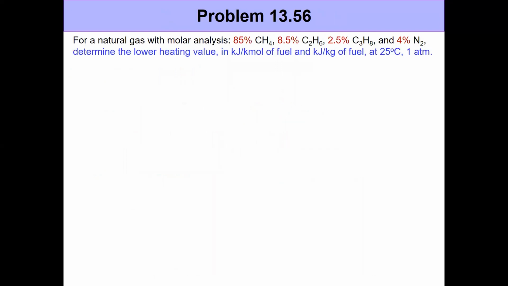So let's see how we handle that in this particular problem, which is problem 13.56 from your homework. In this question, we have a natural gas with a molar analysis of 85% methane, 8.5% ethane, 2.5% propane, and 4% nitrogen. Now, why is it a mixture? Well, this is how it exists in nature.